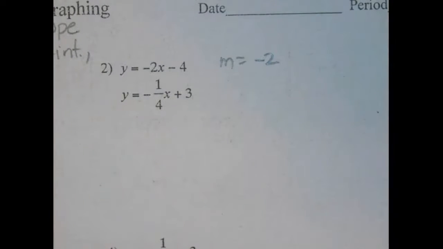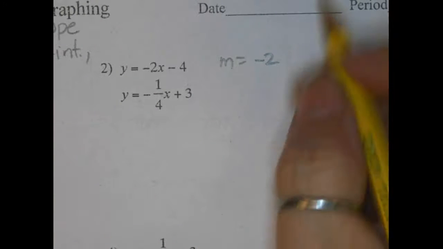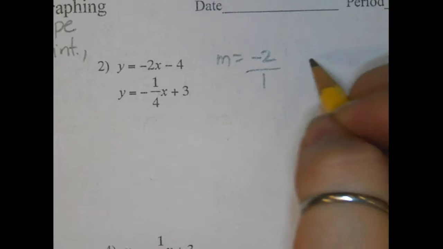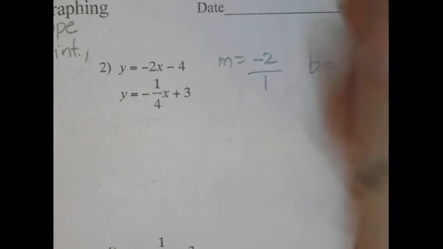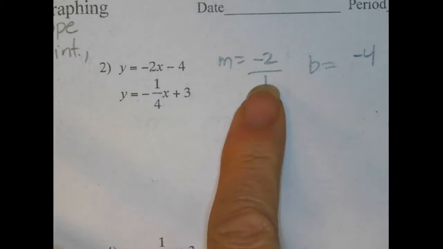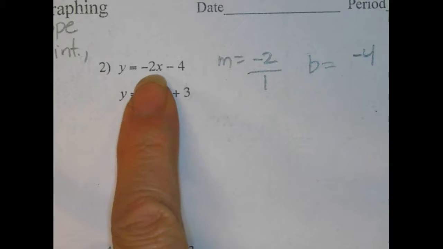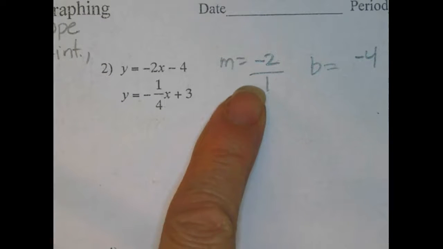I like to have it in a fraction form when I'm doing slopes. So how do I make negative 2 a fraction? Put it over 1. What is my B equal for this one then? Good. Make sure that when it's just a number, you're putting it over 1.